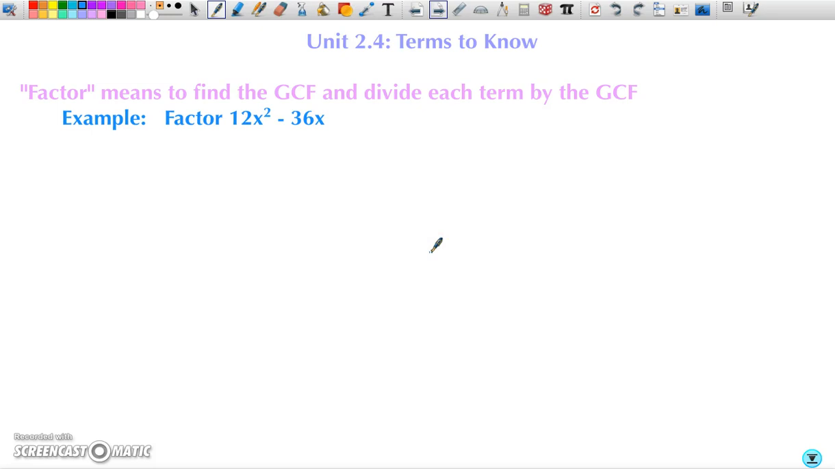Now, this is more of a phrase that you need to know: when it says to find the factor or to factor something, you find the greatest common factor and you divide each term by it. Looking at 12x squared minus 36x, these are both divisible by 12 and they're both divisible by x. So I'm going to put that on the outside. This is the GCF. I'm going to take 12x squared divided by 12x, minus 36x divided by 12x.